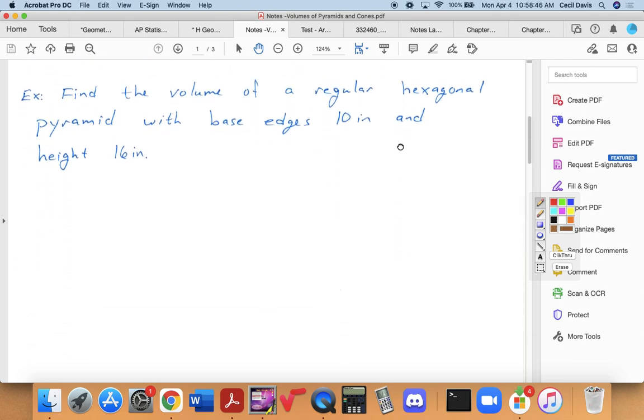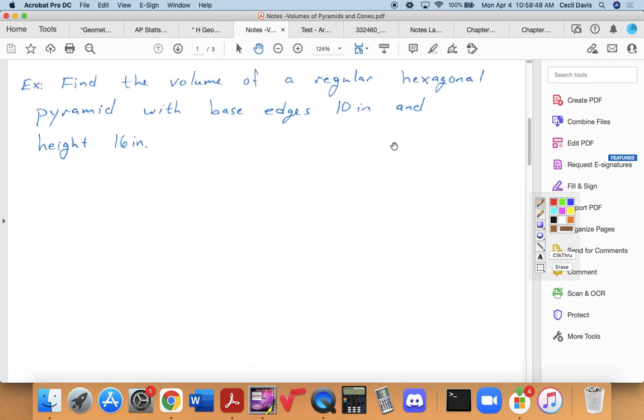All right. For the next one, find the volume of a regular hexagonal pyramid. Joey, please put it away. Find the volume of a regular hexagonal pyramid with base edges 10 inches and height 16 inches.